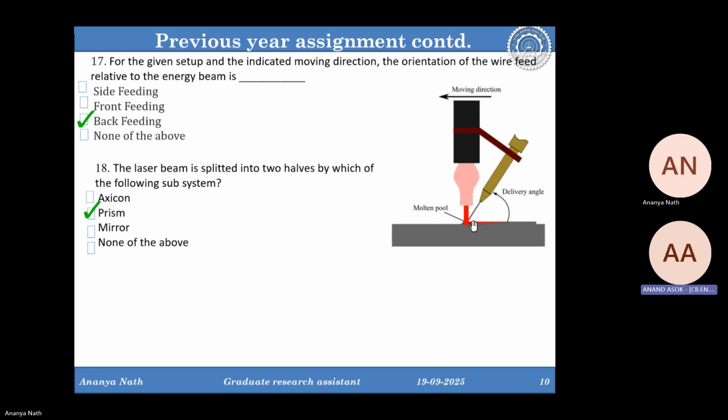By feeding, they mean how the wire is fed. Yes, feeding means the feeding system. Okay. You're feeding the wire here. So wire feeding.